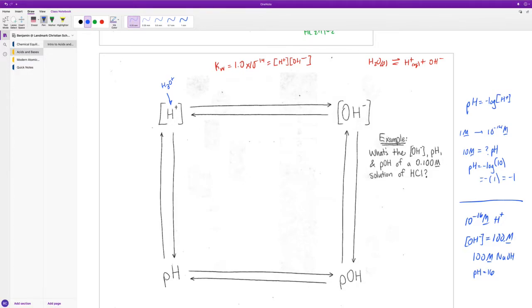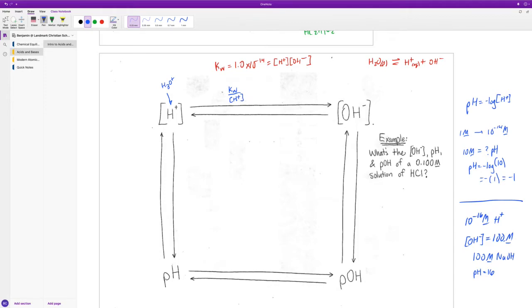Okay, so here's the idea. If we know H+ concentration, we can figure out OH minus concentration. In fact, I just did that a moment ago. How did I figure out this 100 molar right here? It's tied together with this equation. Imagine if we knew H+, how could we find OH minus concentration? Well, we would take Kw, 1.0 times 10 to the minus 14th, and divide it by the H+ concentration.